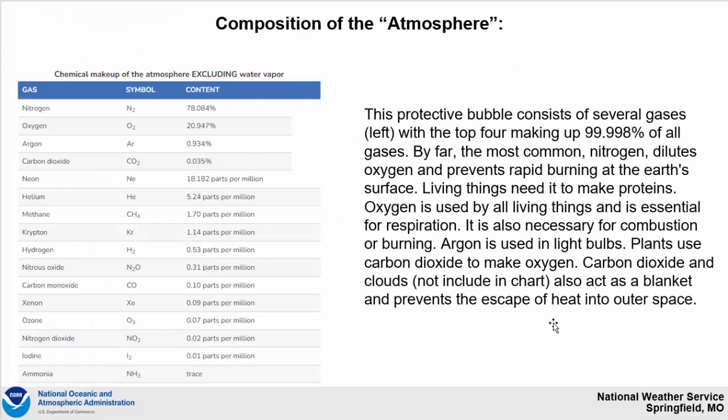This protective bubble consists of several gases, with the top four making up 99.998% of all gases. By far the most common, nitrogen, dilutes oxygen and prevents rapid burning at the Earth's surface. Living things need it to make proteins. Oxygen is used by all living things and is essential for respiration. It is also necessary for combustion or burning. Argon is used in light bulbs. Plants use carbon dioxide to make oxygen, and carbon dioxide and clouds, which is water vapor, which is not included in the chart, also act as a blanket and prevent the escape of heat into outer space.